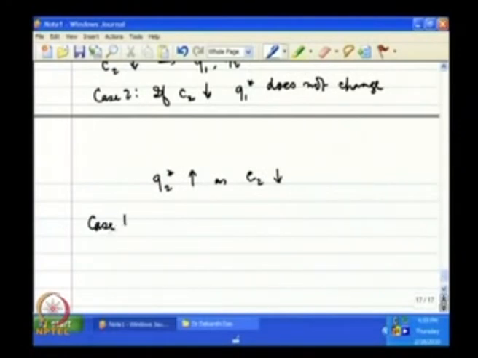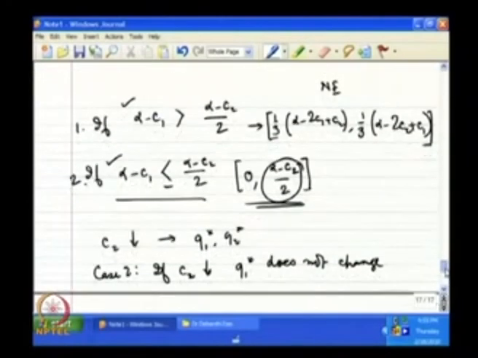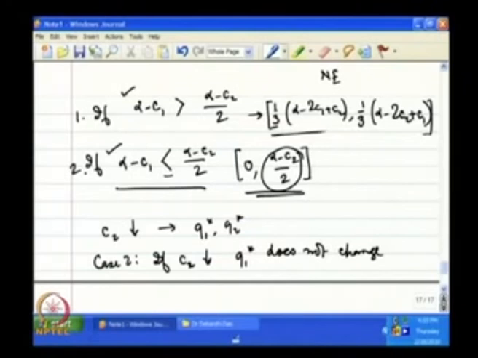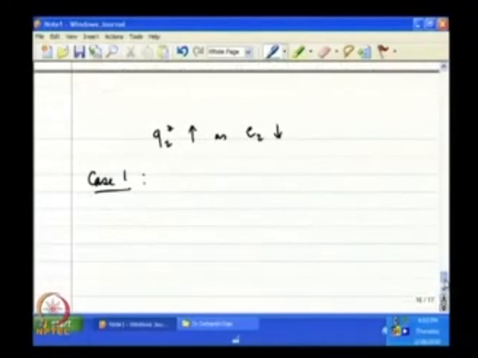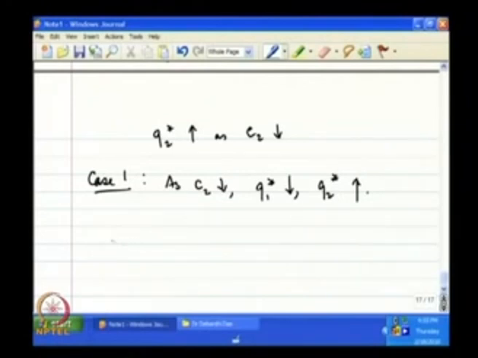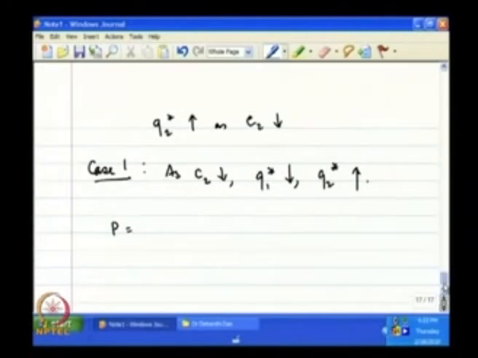In case 1, as C2 declines, we can see that Q1 star is going to fall and Q2 star is going to rise. So as C2 declines, Q1 star falls and Q2 star rises. These are the effects on individual output. What about the price? Let us look at what the price will be in equilibrium in case 1. In case 1, the price is given by alpha minus Q1 star plus Q2 star, and this is alpha minus, I can take 1 by 3 common.